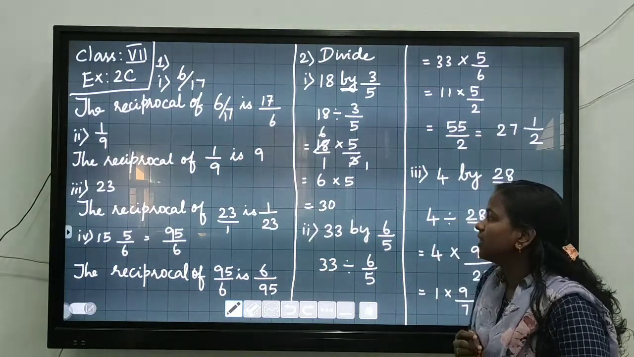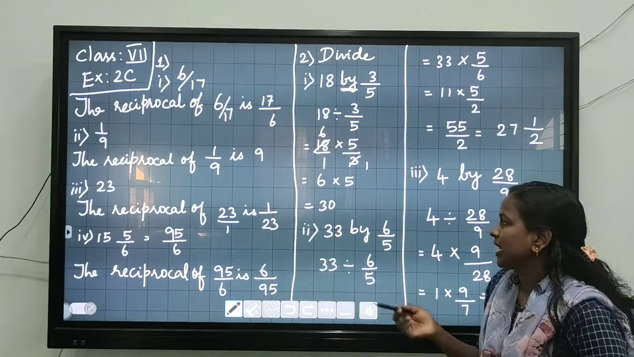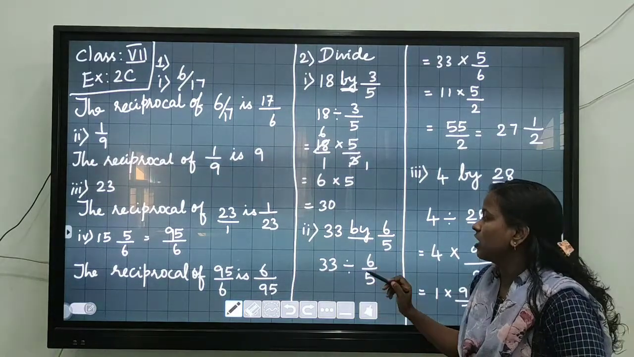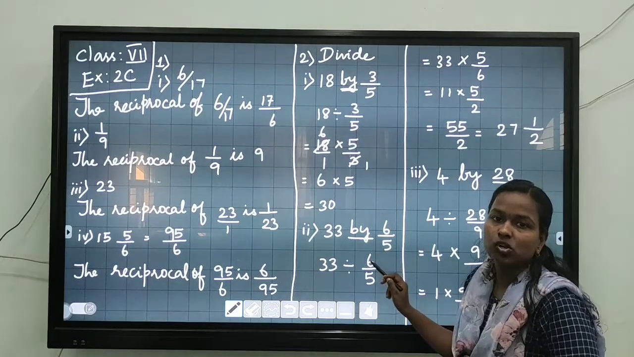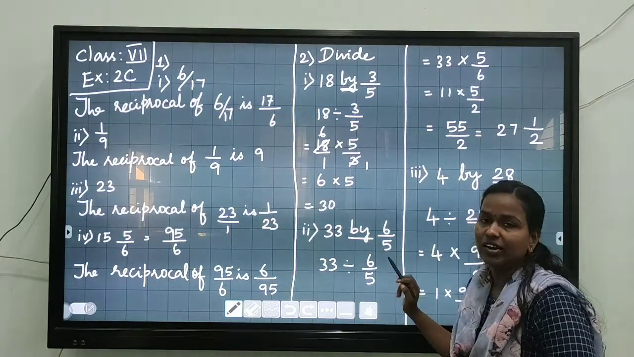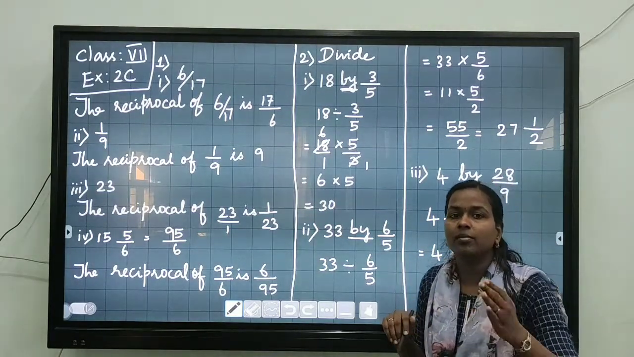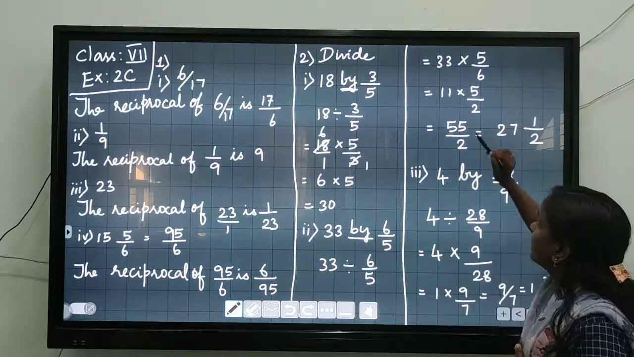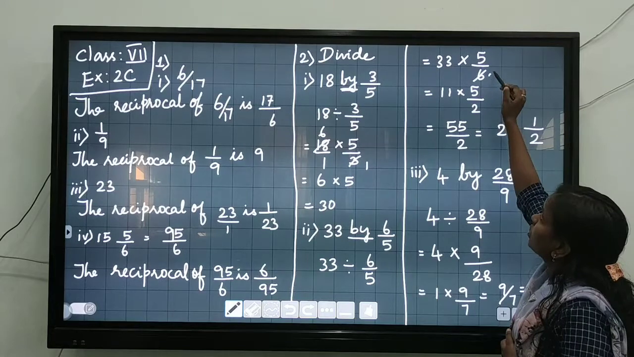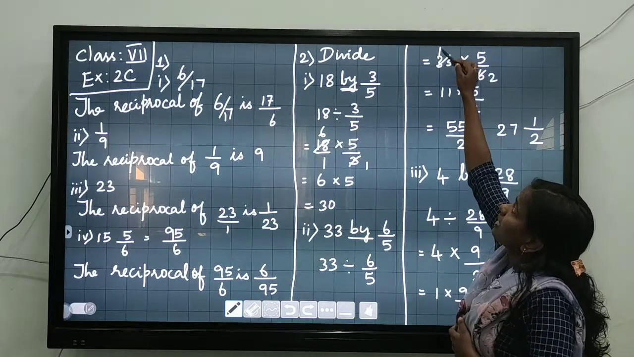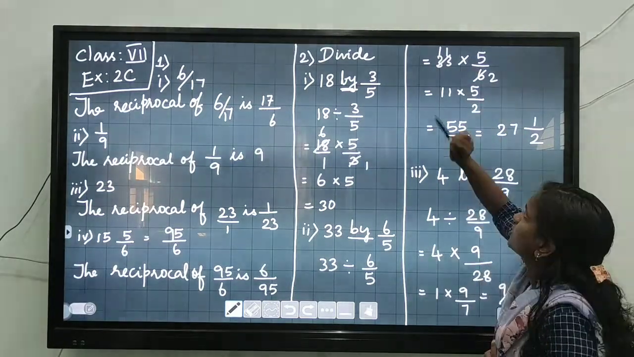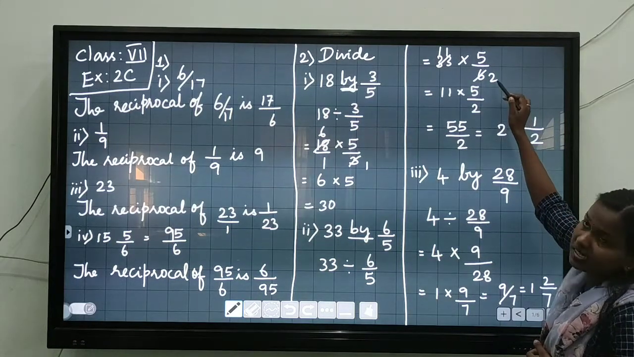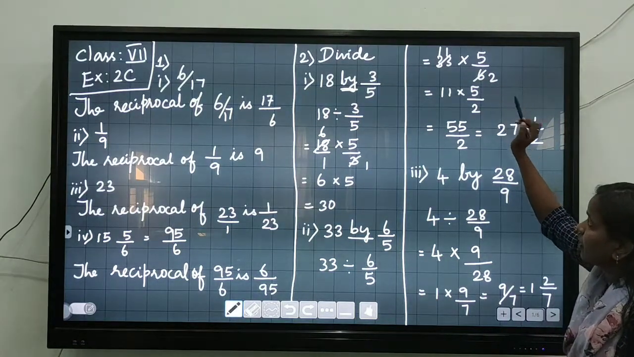Next question, 33 by 6 by 5. Same way, instead of by, first we have to write the division form. Next we have to change the second term. So you will get 5 by 6. Then find out if any common factors are there between the numerator and denominator. So you will get 2 3s are 6, 1 3 is 3, 11 3s are 33. So your answer is 11 multiplied by 5 by 2 will come. Because we have 2, so 11 multiplied by 5 by 2 will come.